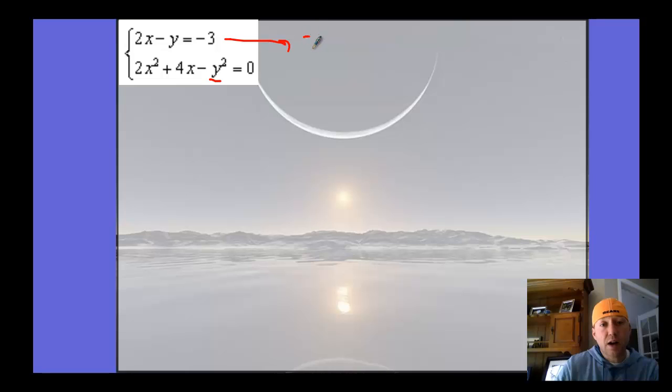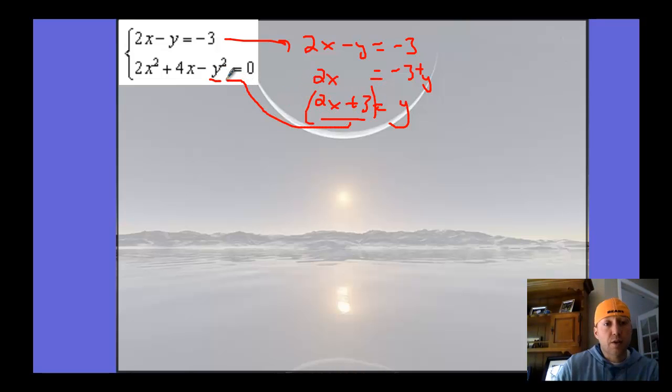So my y value, 2x minus y equals negative 3, I'm actually going to add y to both sides first. That way it makes it positive, so I added the y. Then add 3, so 2x plus 3 equals y. So now that we know what y is, we can substitute that portion into the other equation for y. So 2x squared plus 4x minus y, which is (2x plus 3), the quantity squared, equals 0.